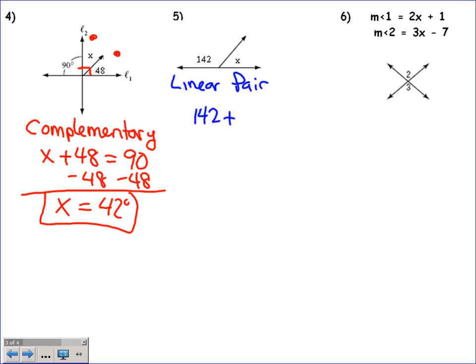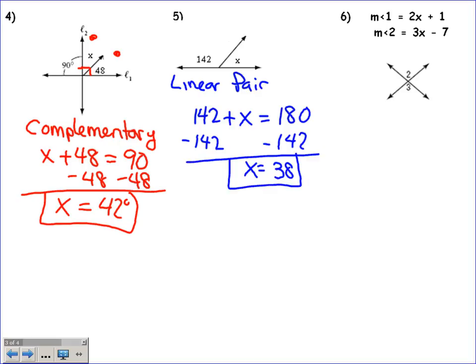142 plus x equals 180. Then what'd you do? Subtracted 142 from both sides. X equals 38. How many people got 38 as their answer? I'm seeing tons of hands. That's awesome. Thank you for trying so hard today. I appreciate that. Hey, let's try number 6. Everyone else try number 6.